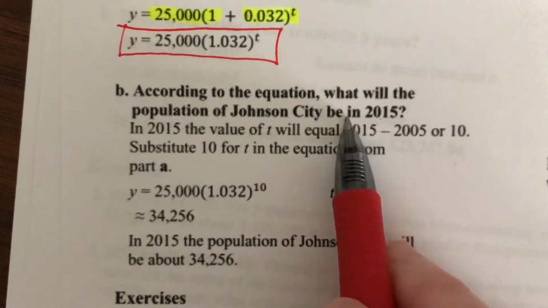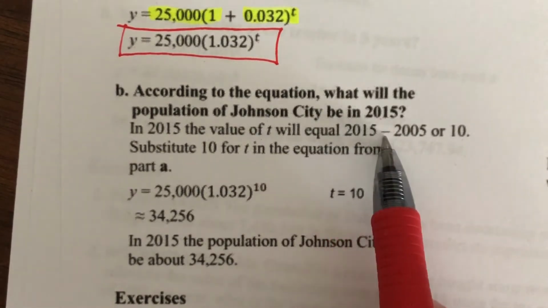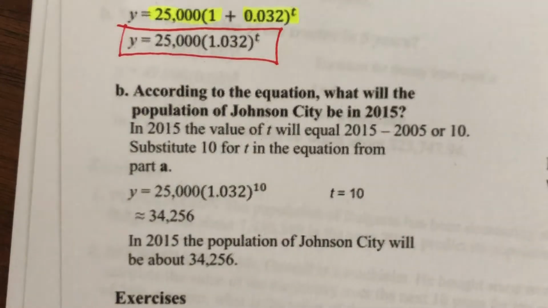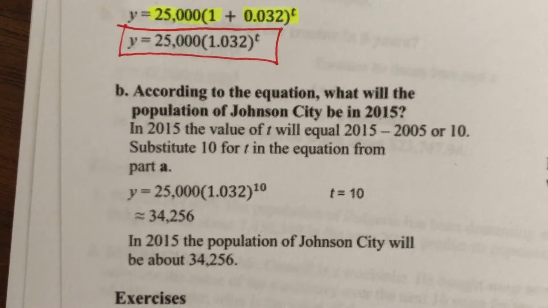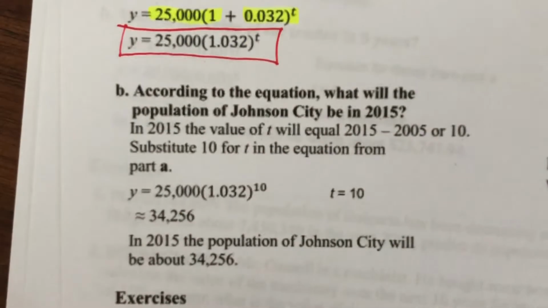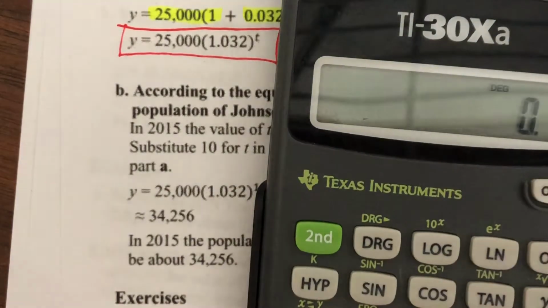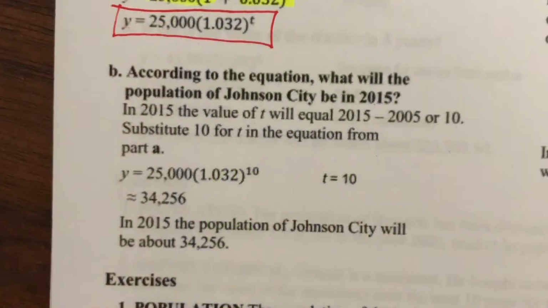Our ending year minus our starting year is a difference of 10. So we're going to put 10 in for T, and then we can simplify. So when you raise 1.032 to the 10th power, 1.032. Okay, sorry, I had to check out my calculator.